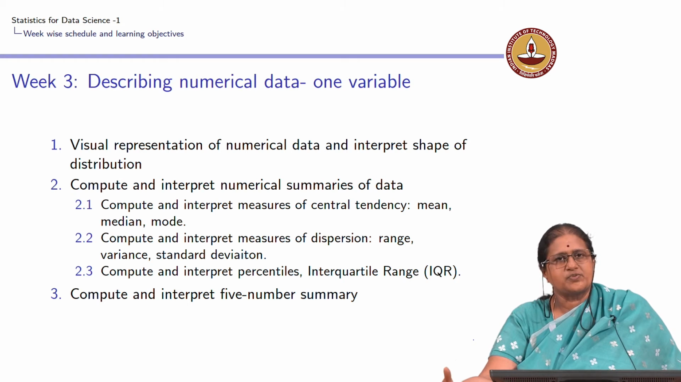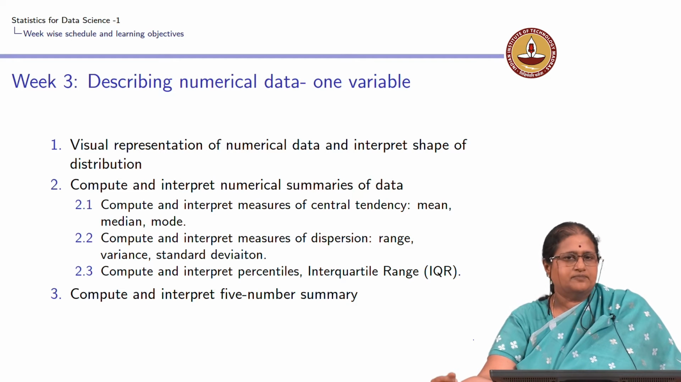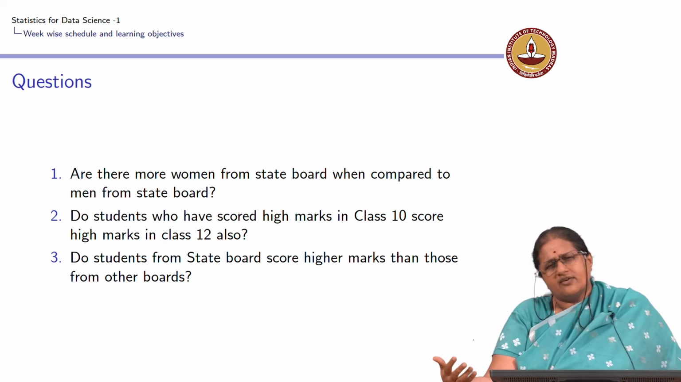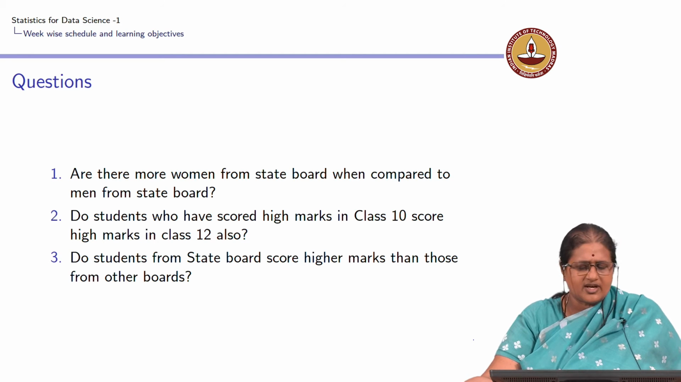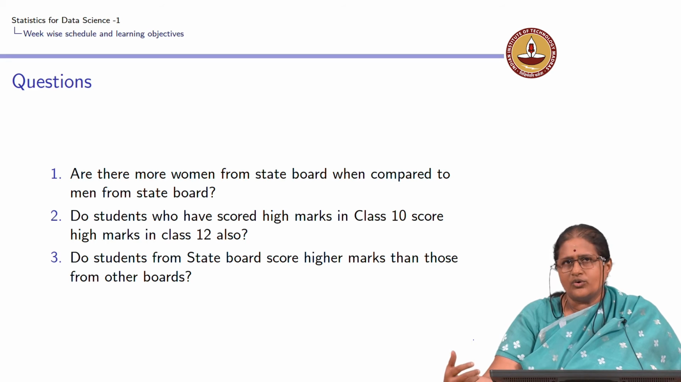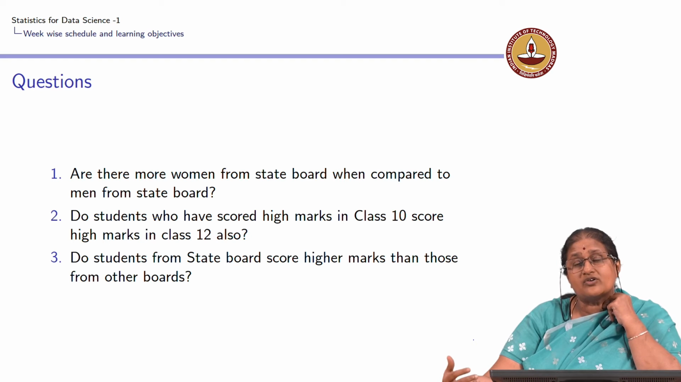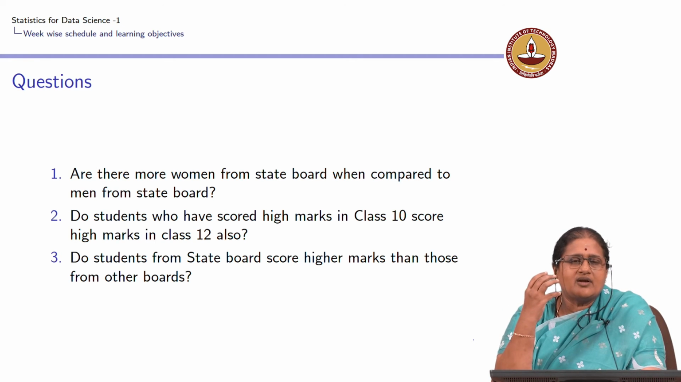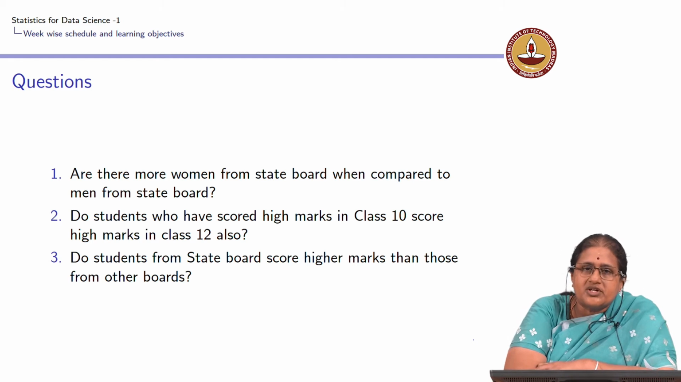So, by the end of the third week, you would know how to summarize categorical data and numerical data, but till this point of time we have been focused only on summarizing one variable. So, the next thing we would want to understand is, going back to your school data set, you might want to ask questions like: are there more women from state board compared to men from state board? Do people who have scored high marks in class 10 also score high marks in class 12? So, we are asking questions now where we are trying to understand whether two variables are related to each other or associated with each other.